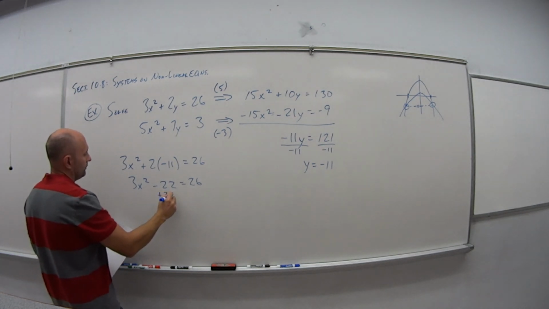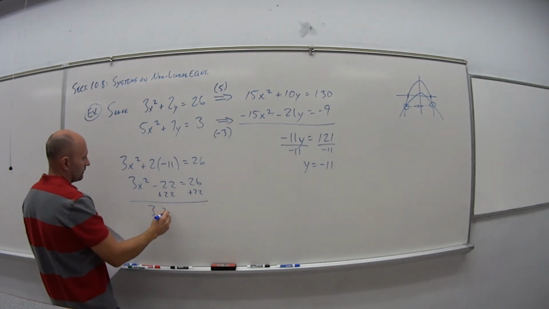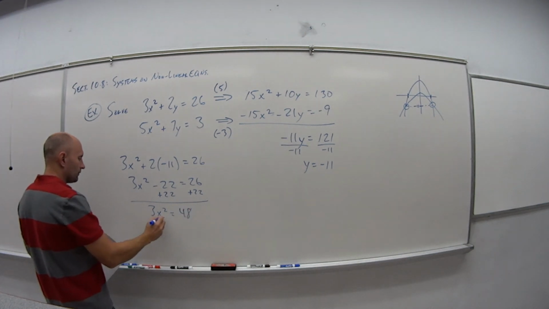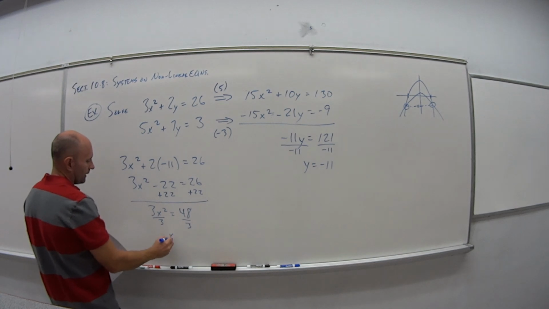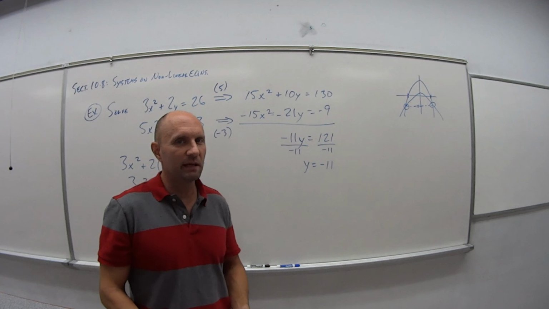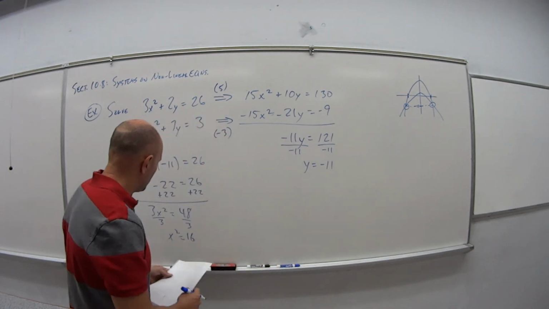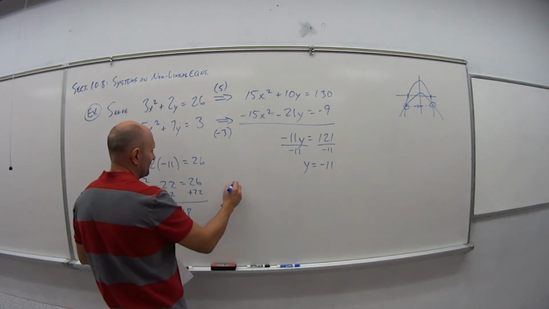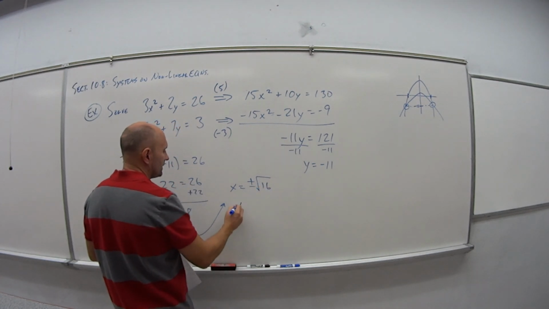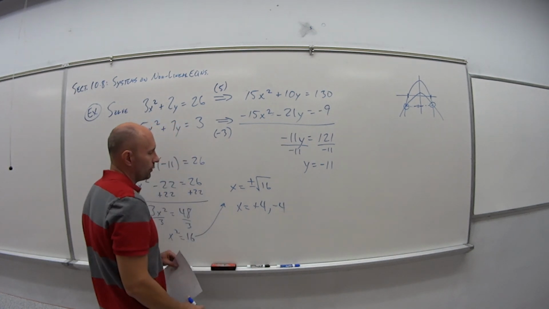So I'm going to add 22 to both sides. So you get 3x squared is equal to 48. So divide both sides by 3. I get x squared is equal to 16. And now this is where you have to be careful. If I'm solving an equation and I have an x squared, this means x is equal to plus or minus the square root of 16. So x is equal to plus 4 and minus 4.